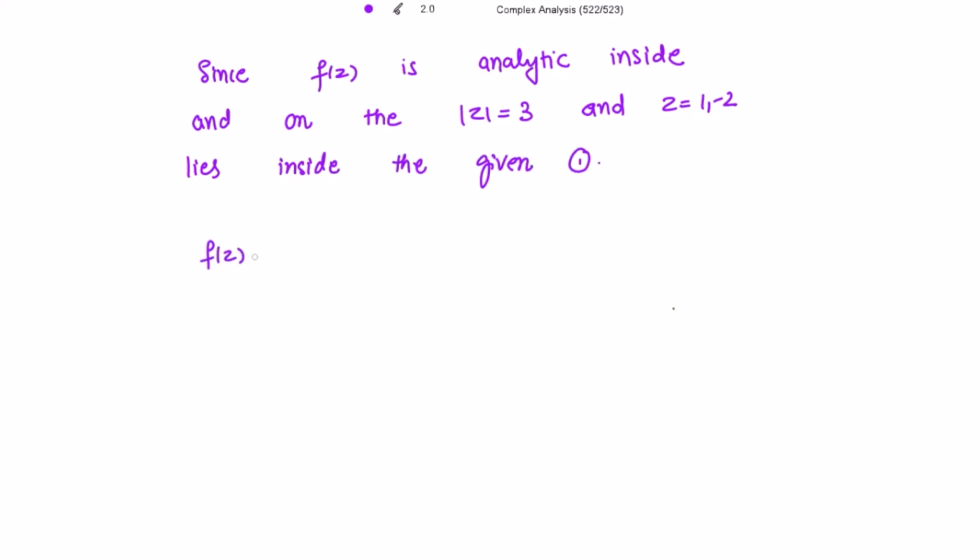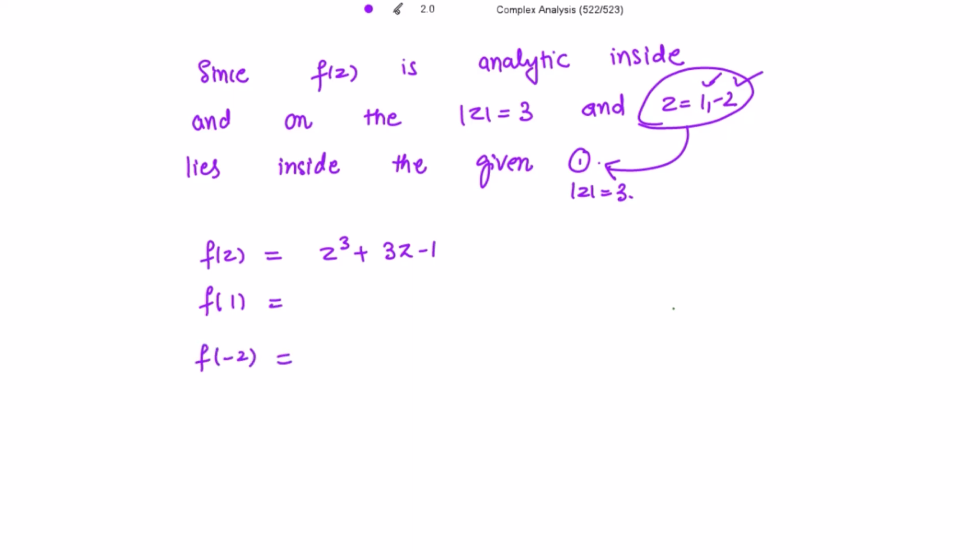What is f of z? We have f of z equal to z cube plus 3z minus 1, the numerator. Because both these points lie inside the given circle, that is mod z equal to 3, we apply Cauchy's integral formula for both these points. For that, we also need the value of f of 1 and also f of negative 2. We need these two values, right? What is f of 1? Just put z equal to 1 over here. We get 1 cube, that is 1, plus 3 minus 1, that is equal to 3. For f of negative 2, we have minus 8 minus 6 minus 1, that is equal to minus 15, right?